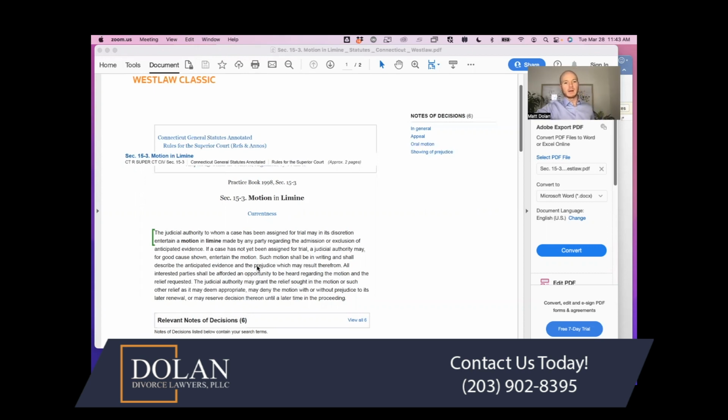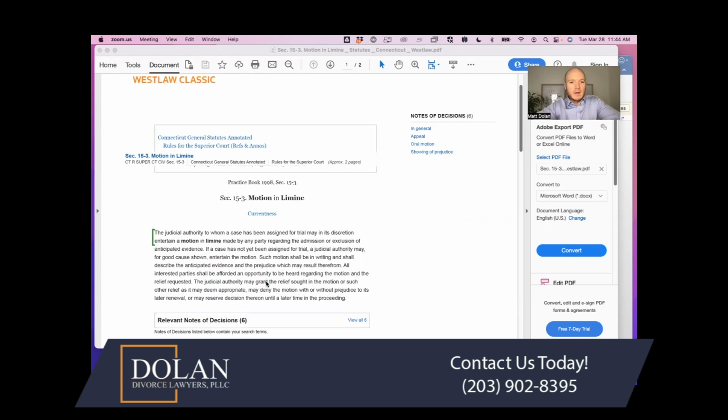Let me back up to the prejudice, the anticipated evidence and the prejudice. Basically, what that means is, if the person against whom the evidence is being presented is prejudiced, so kind of treated unfairly, if it's unfair for them in some way for the evidence to be presented, then the court will grant the motion in limine and not allow the evidence in.